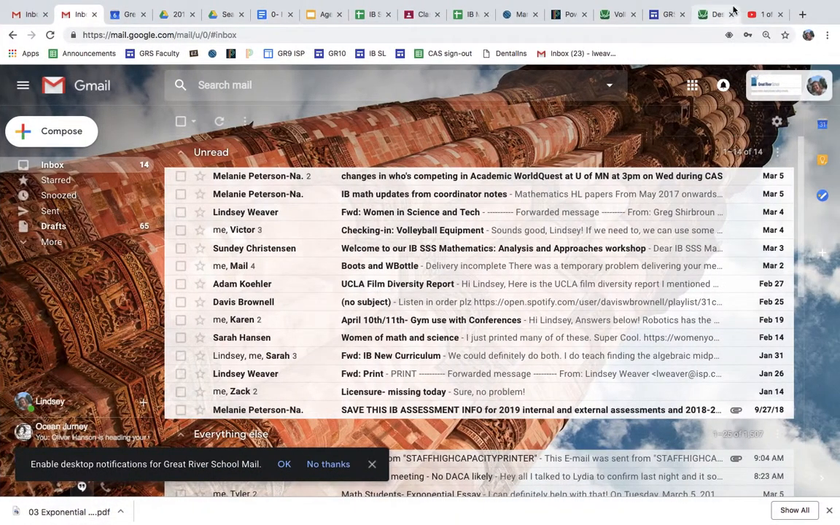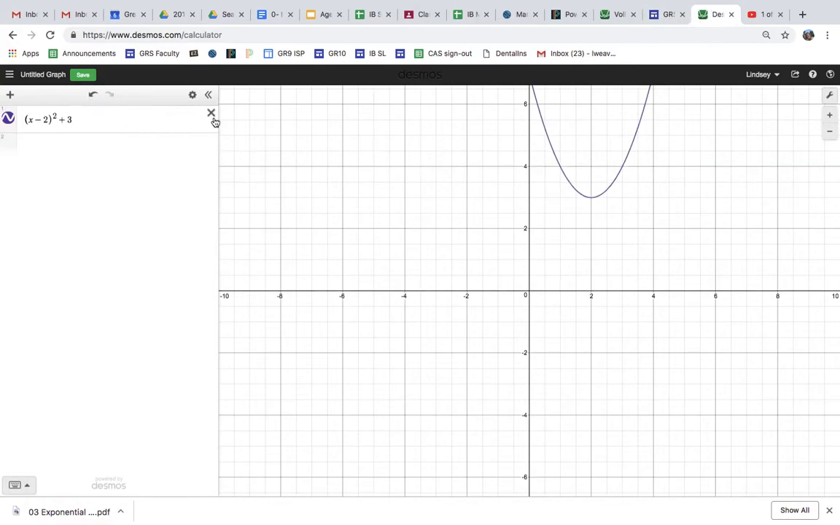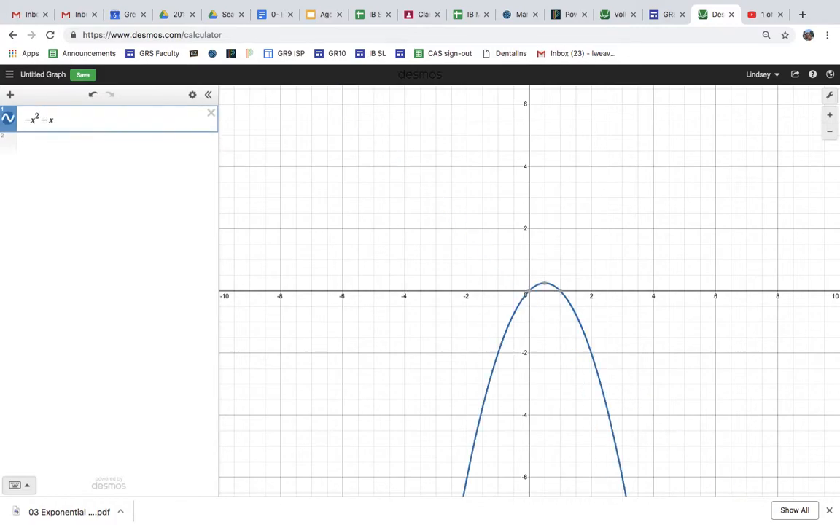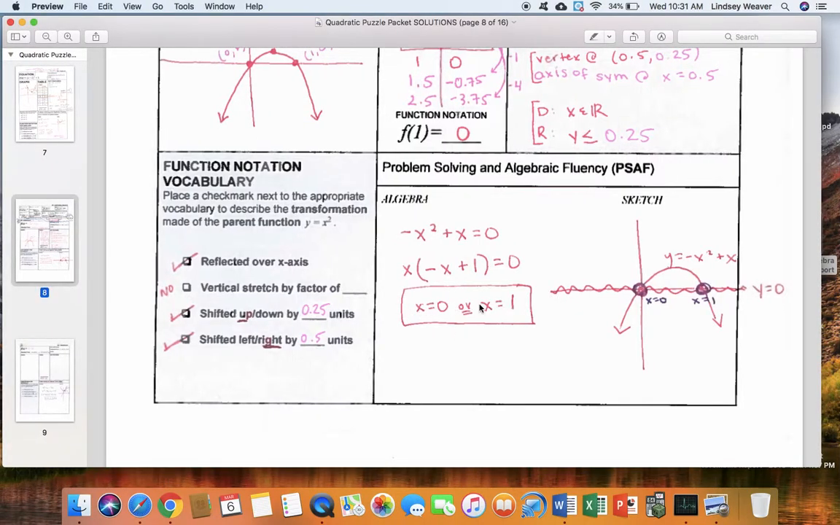So negative x squared plus x. And when does that equal 0? It equals 0 at x equals 0 and x equals 1. And that matches my algebraic solution. So those are some hints.